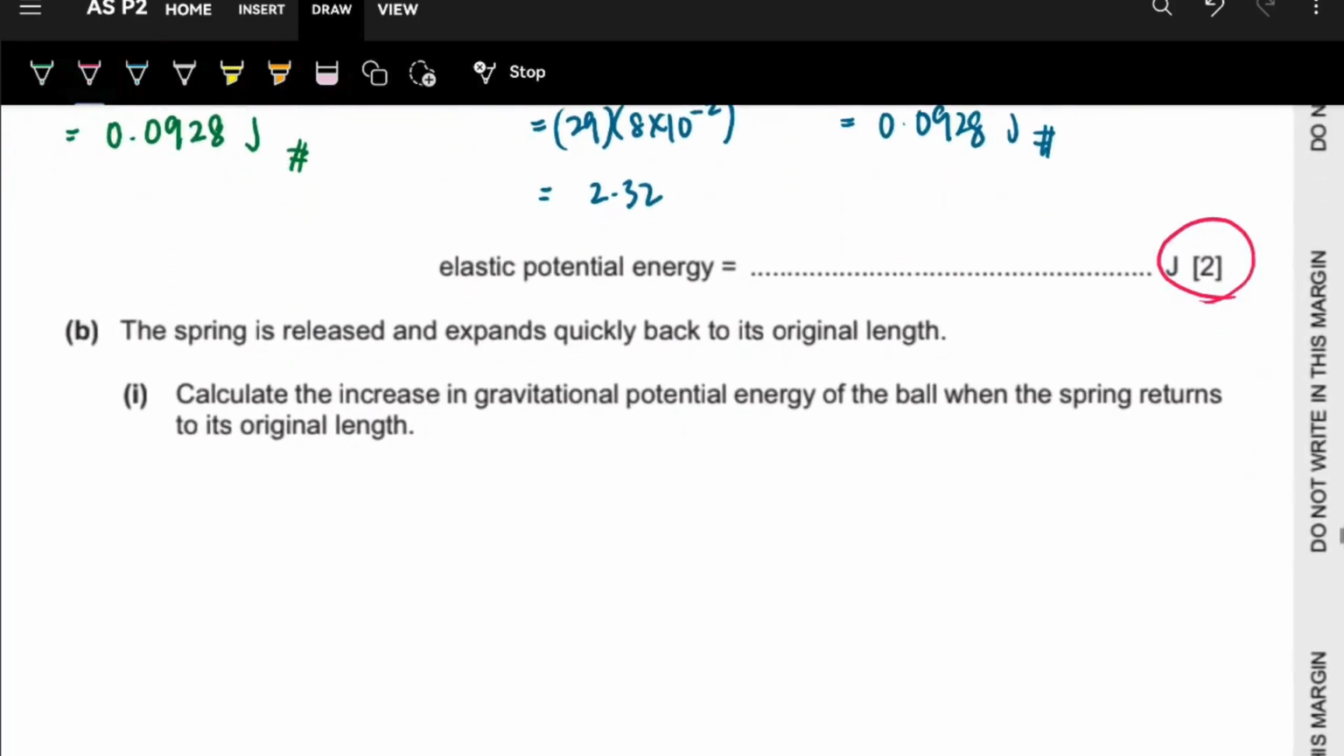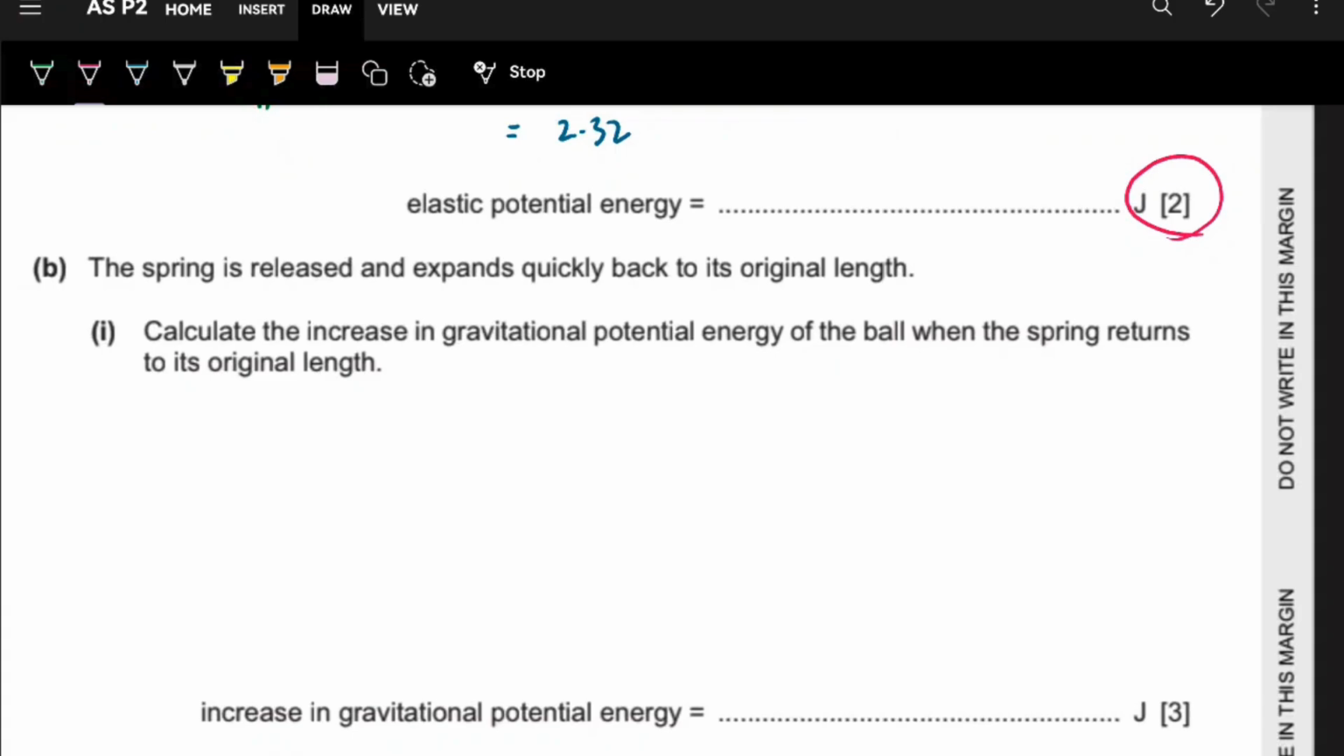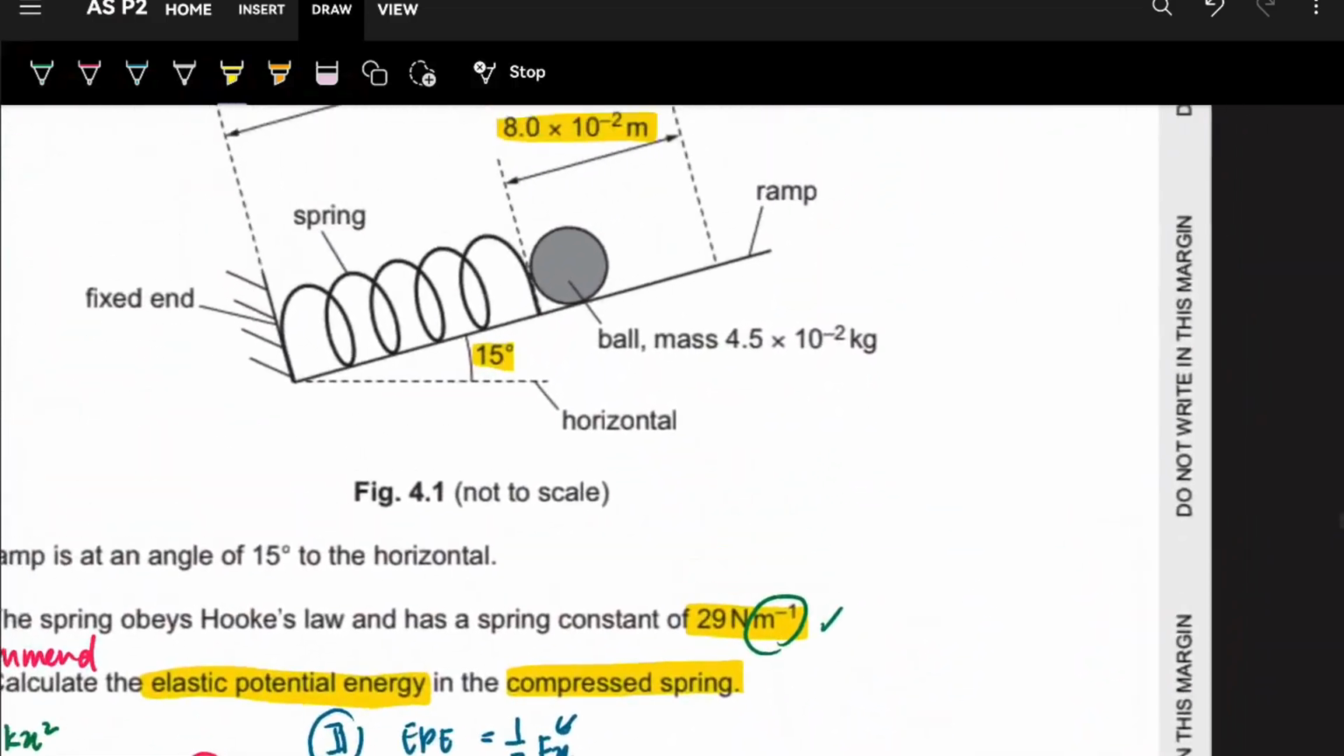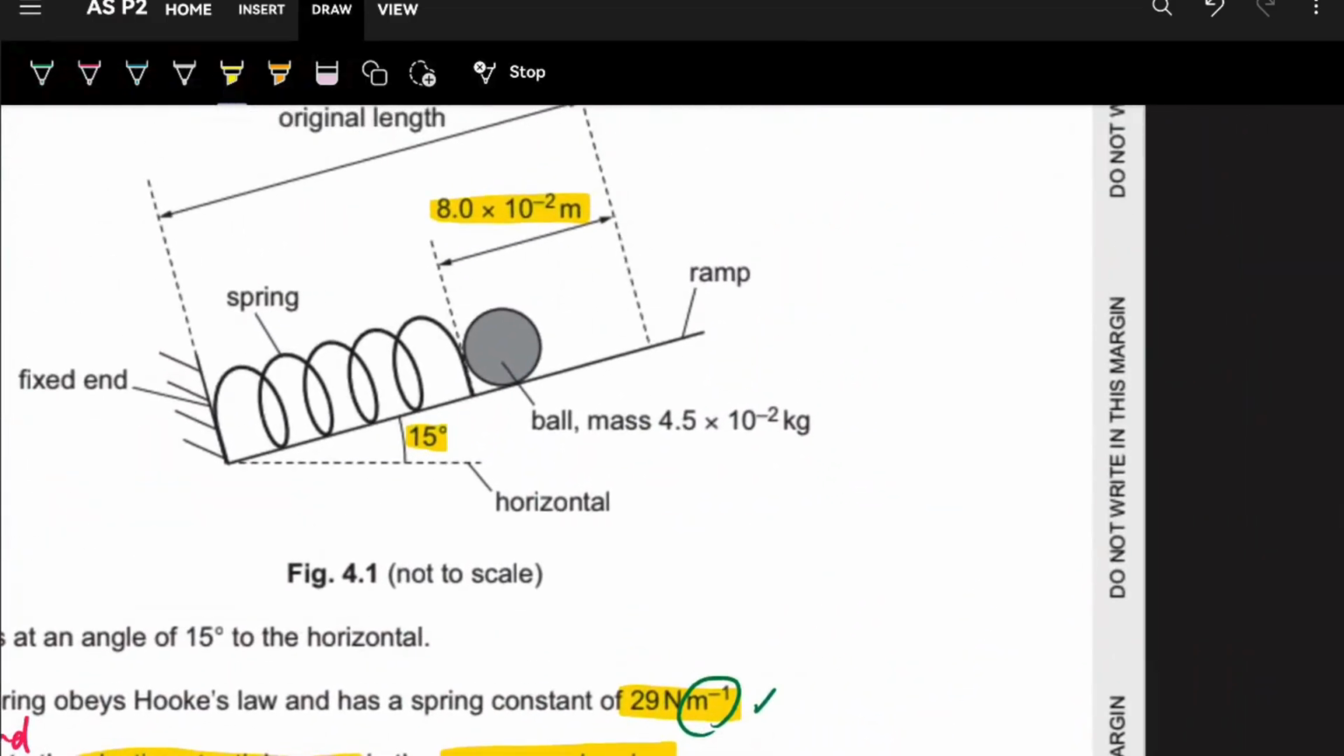Okay, B. The spring is released and expands quickly back to its original length. Calculate the increase in gravitational potential energy of the ball when the spring returns to its original length. Okay, now they want us to find the GPE, which is the gravitational potential energy. So now the spring is compressed. Once it is released, it's going to be at this point, right?